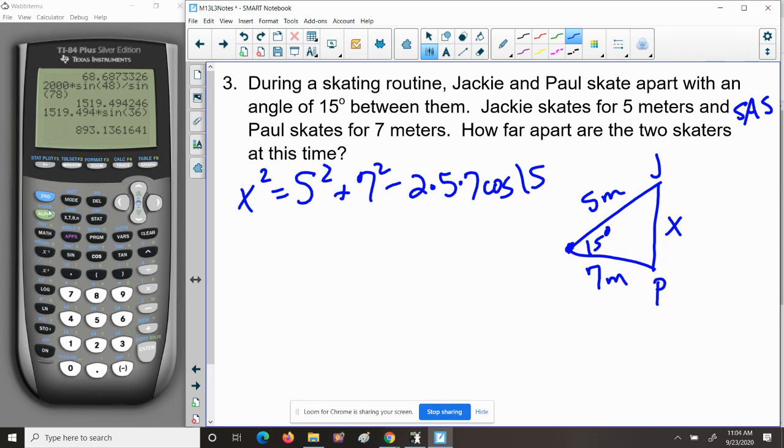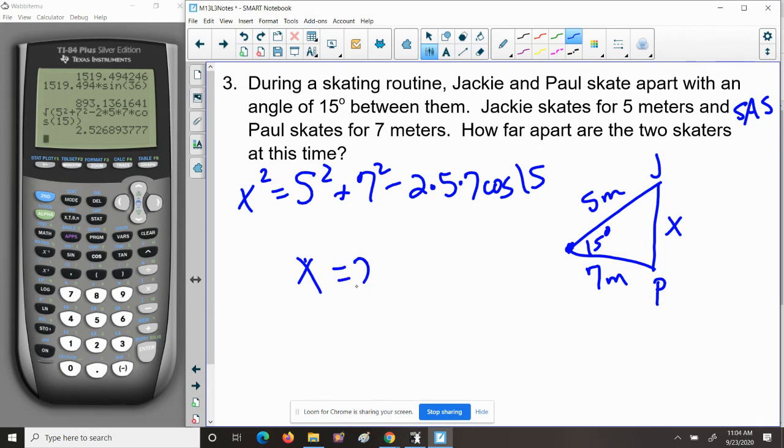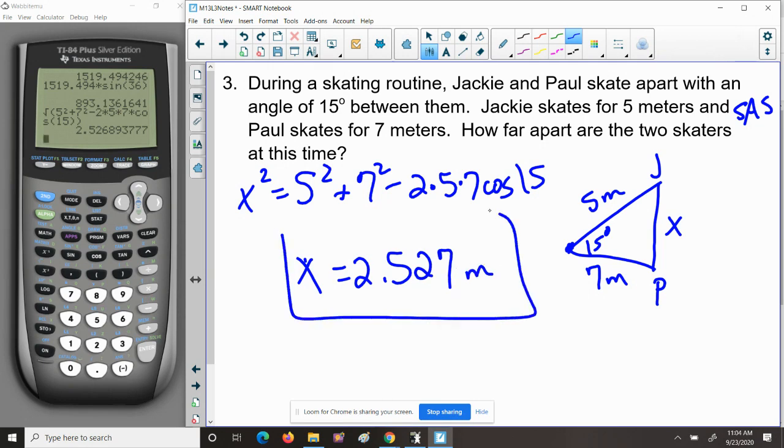Okay, remember we can type this in all at once. We can hit second square root, and now we can just type it all in together: 5 squared plus 7 squared minus 2 times 5 times 7 times the cosine of 15. I'm going to close both. There we go. And we get x as equal to 2.527 meters. Okay, so we know that they are 2.527 meters apart. And notice that that's a pretty small angle. It's pretty safe to say that this is probably going to be the smallest angle.